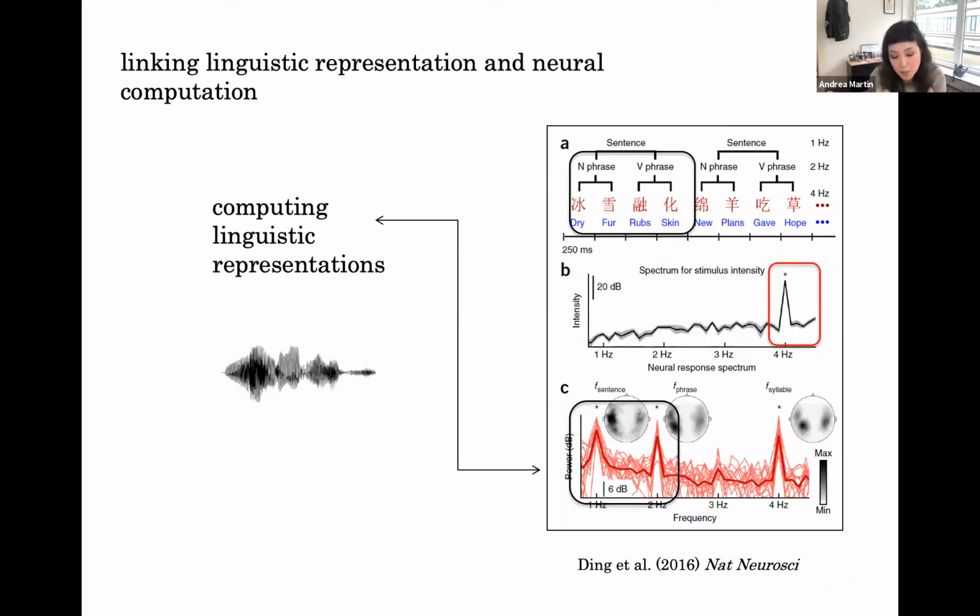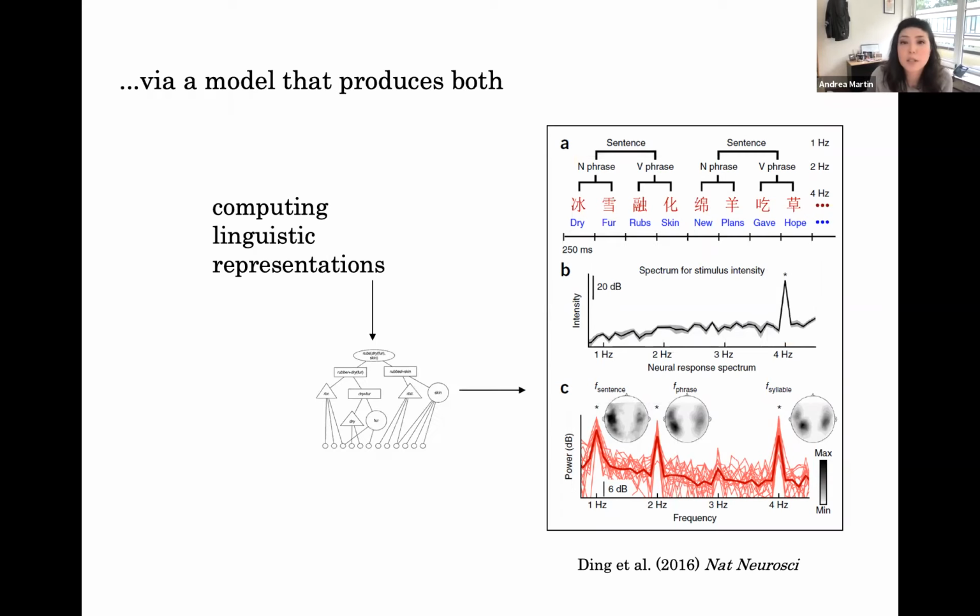But then, nonetheless, you can get this readout. But how is it that these phrases and sentences are being generated? Is the brain just tracking their timing? Or is this actually a signal of how they're being computed? So in other words, what's causing this 1 and 2 Hertz readout?